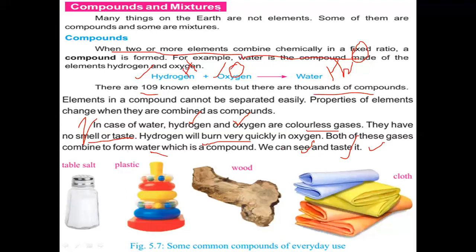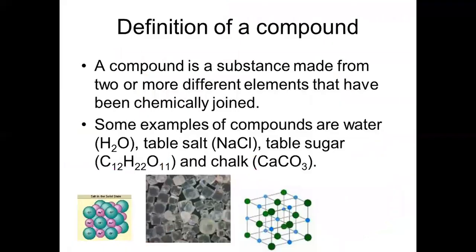So in compounds, the chemical properties or physical properties of the elements which are present in them are changed. There are some other examples: table salt, plastic, wood, clothes. They all are the examples of everyday compounds. If we see in brief, a compound is a substance that is made from two or more different elements that have been chemically joined. They joined chemically.